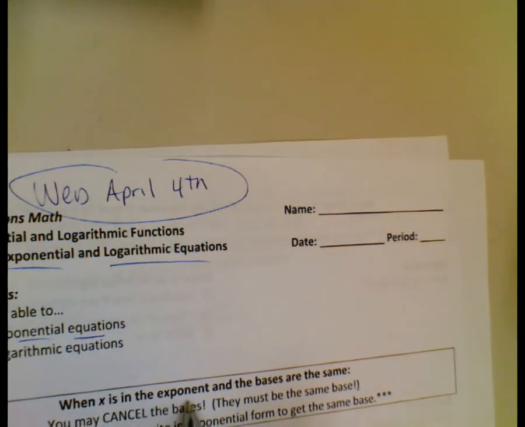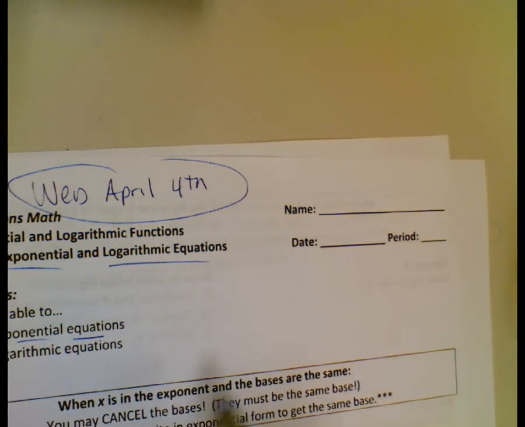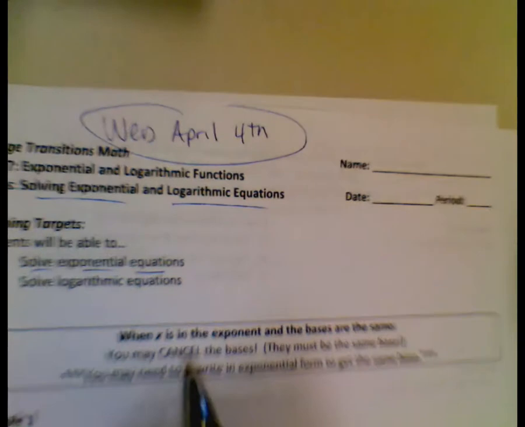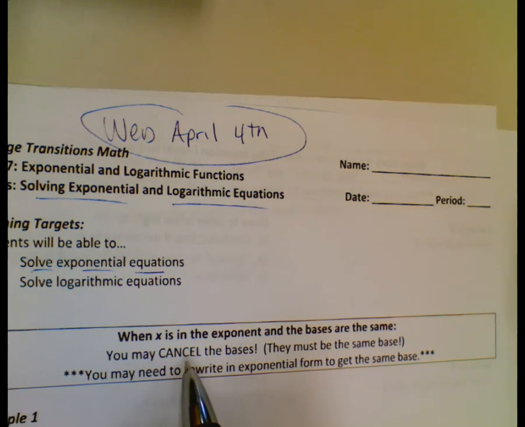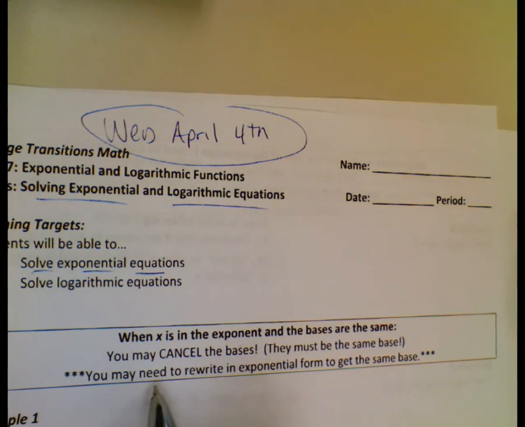So there's different kinds. When x is the exponent and the bases are the same, you're allowed to cancel the bases. Okay, so if you only have one log in the problem, we swoop. That was last section. But now we're going to be working with the same base. So you might be using that cardboard that's on the board. So you're going to cancel the same base if you have the same base. And then you need to rewrite in exponential form to get the same base.